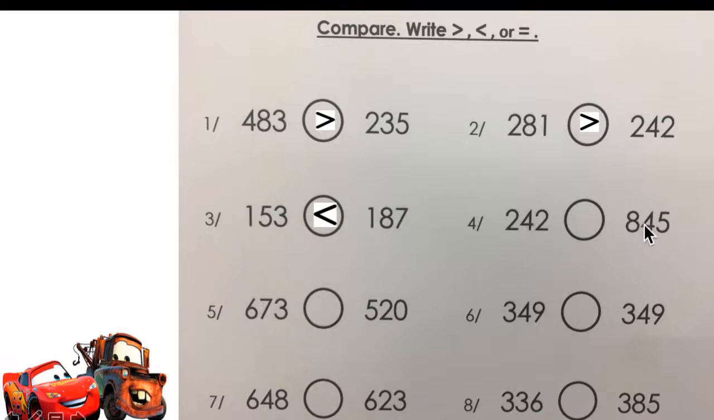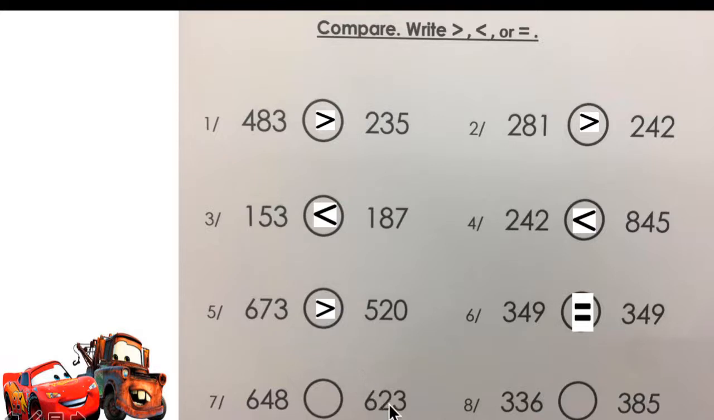242 and 845. The hundreds are not the same. We have 200 and 800. 800 is greater. 673 and 520. We have different hundreds numbers. 600 and 500. 600 is greater. 349. It is the same number. They are equal.